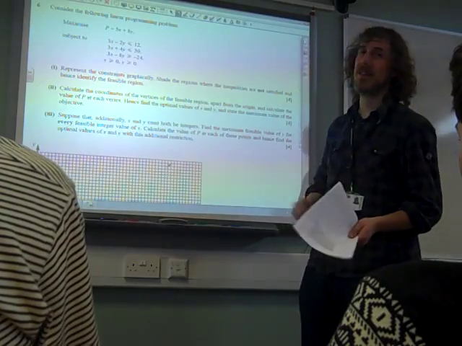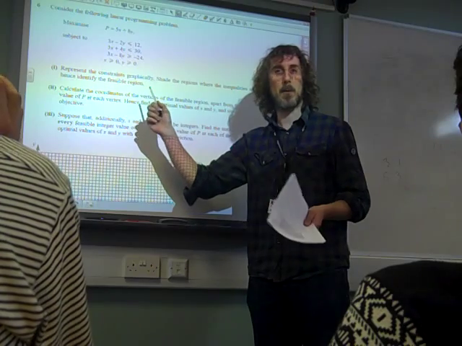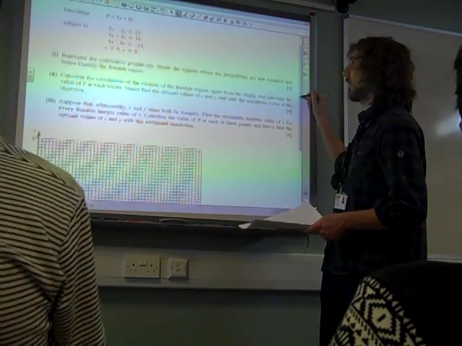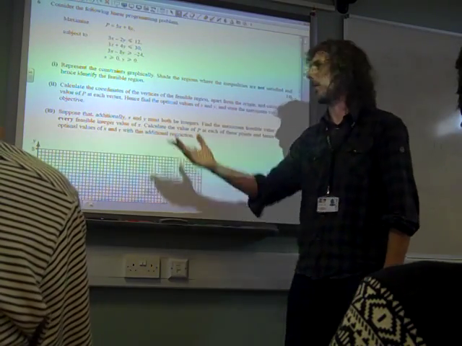Right, here we go. So we're doing this question properly this time. Represent the constraints graphically. Shade the regions where the inequalities are not satisfied. Right, we know how to draw these. This is easy, but some people did crazy drawings.